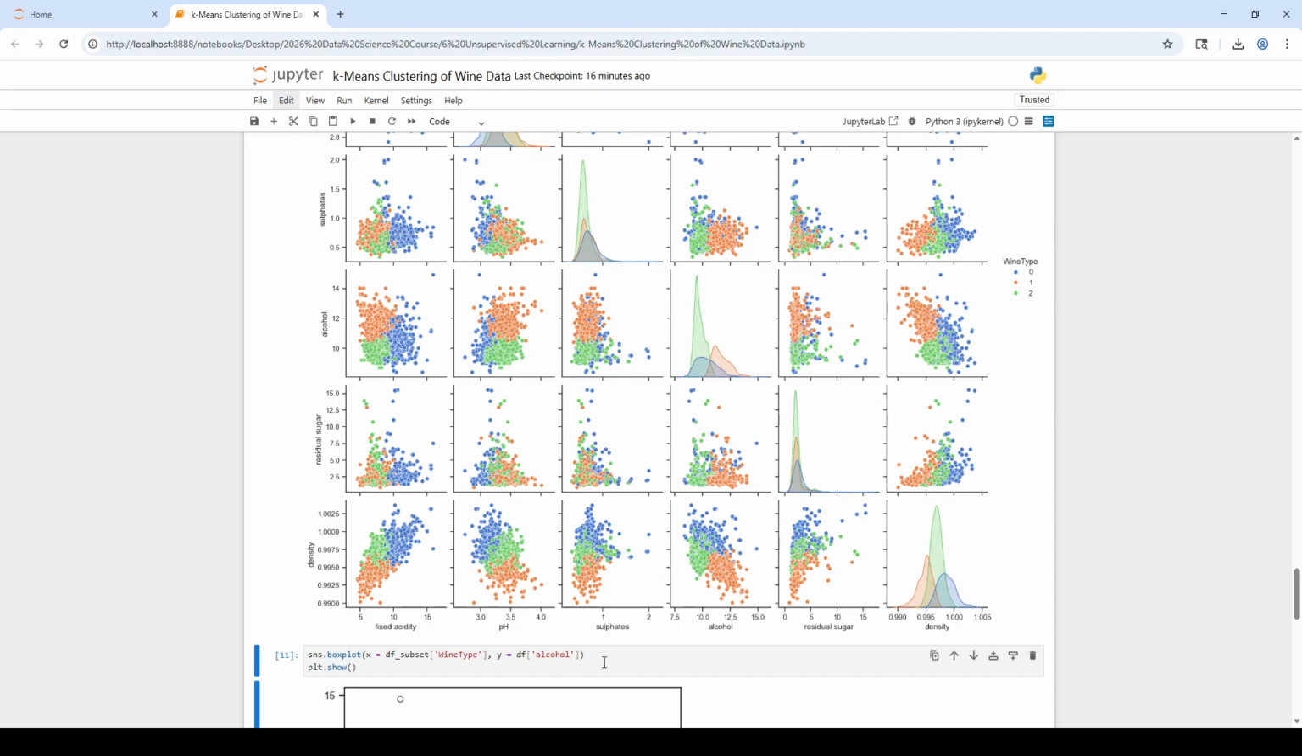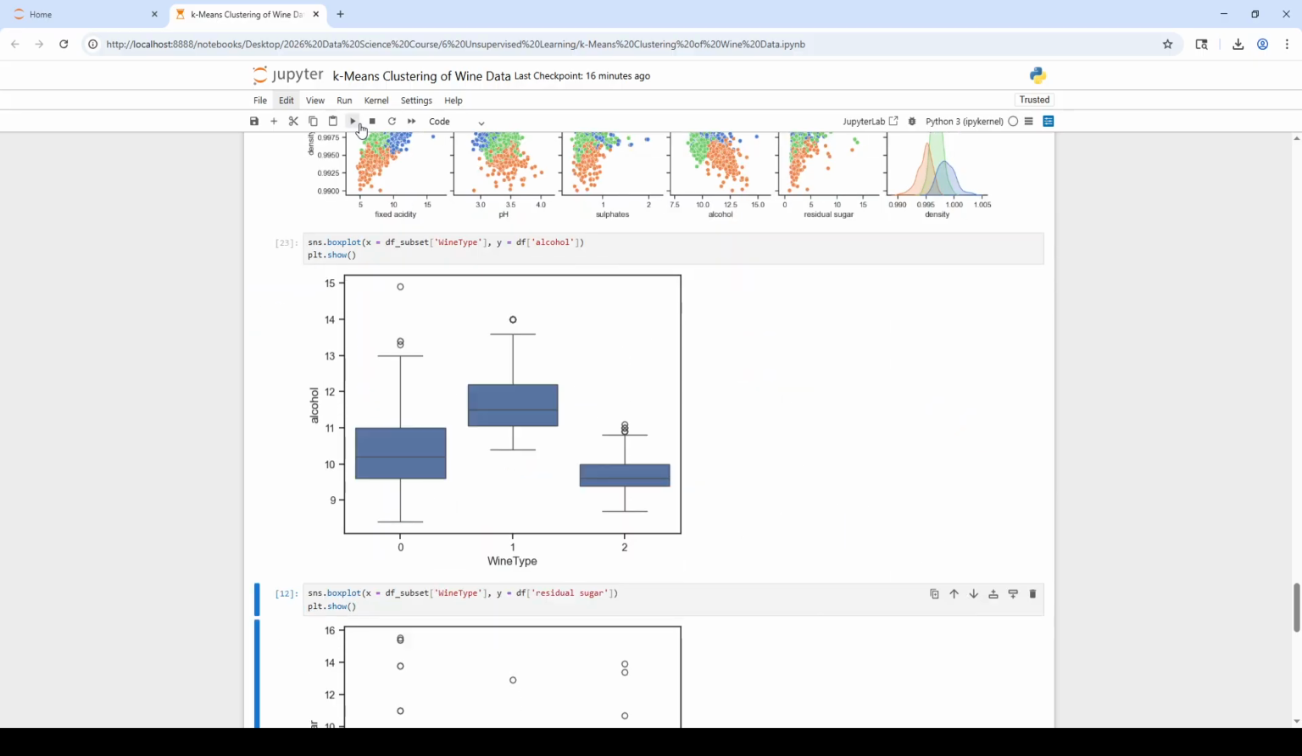We could also look at the alcohol content associated with the different wine types, and I've created box plots so you can see that wine type 0 has a median alcohol content of roughly about 10, whereas wine type 1 has an alcohol content of 11.5, and wine type 2 has a median alcohol content of less than 10.